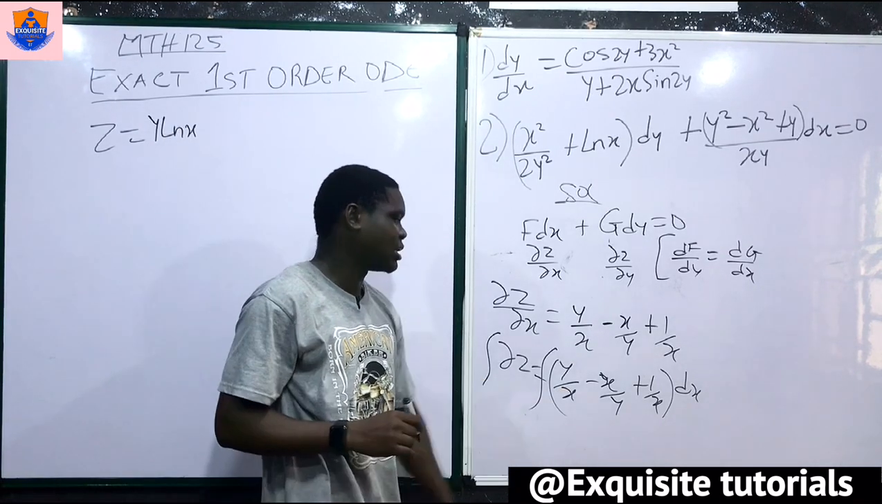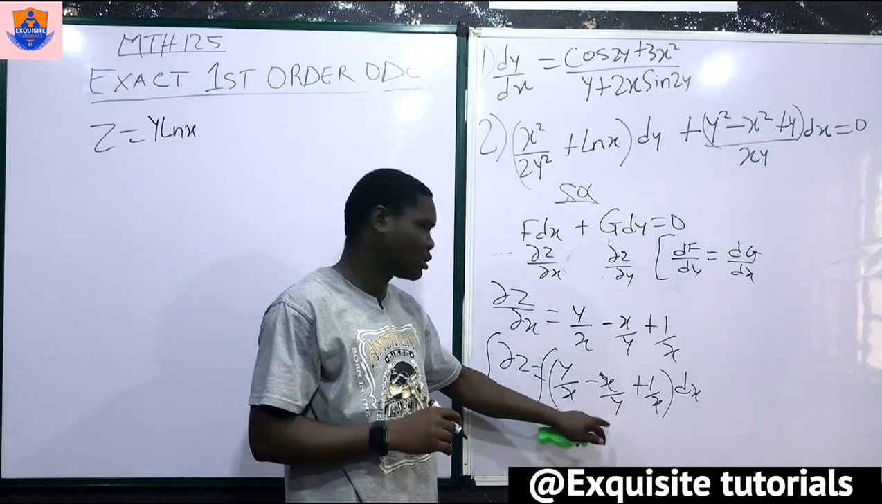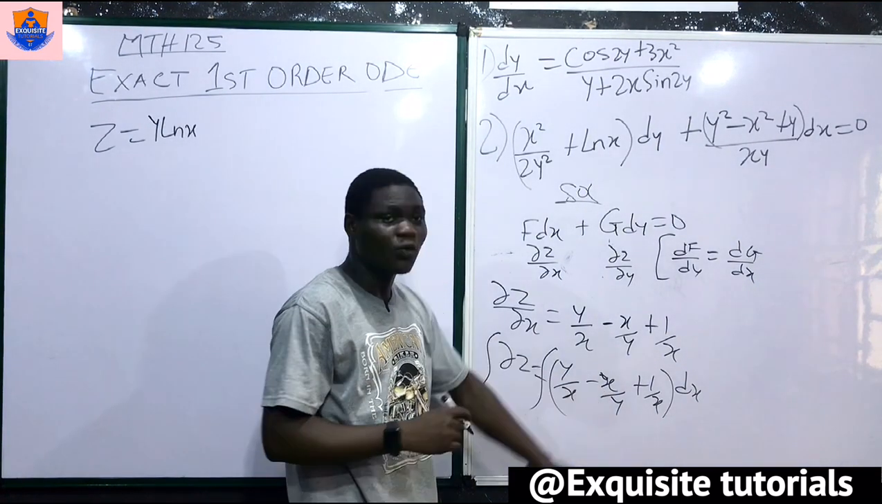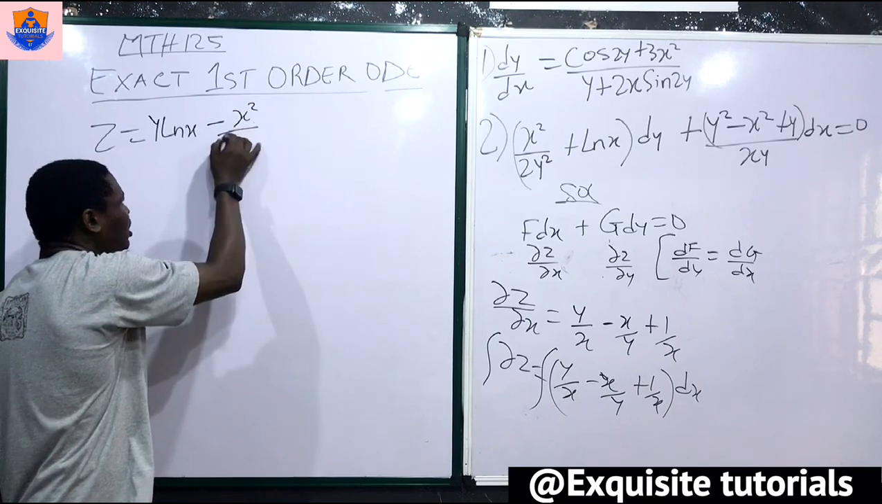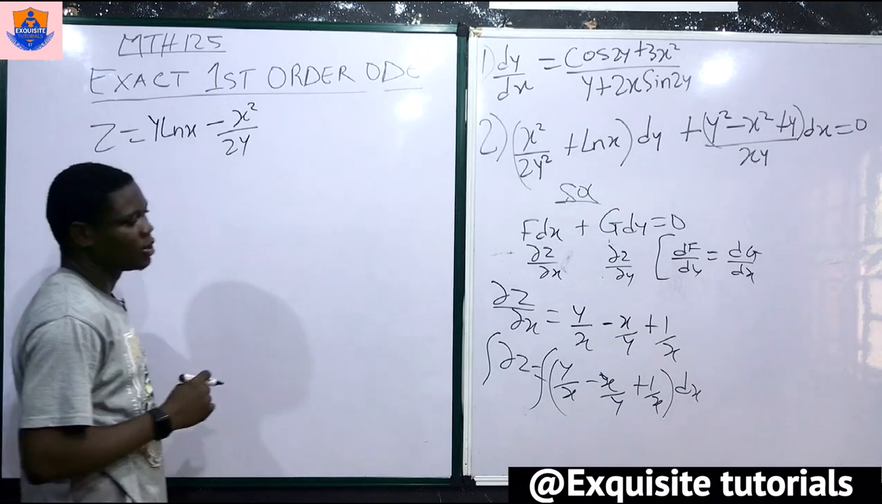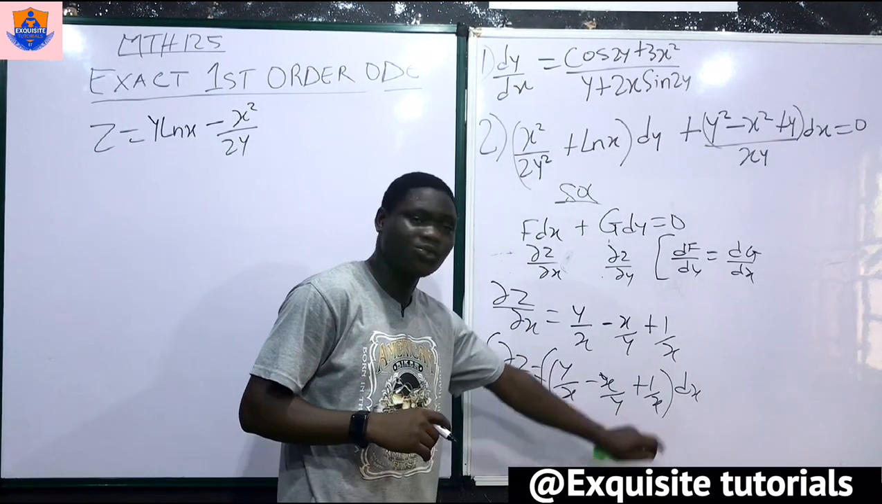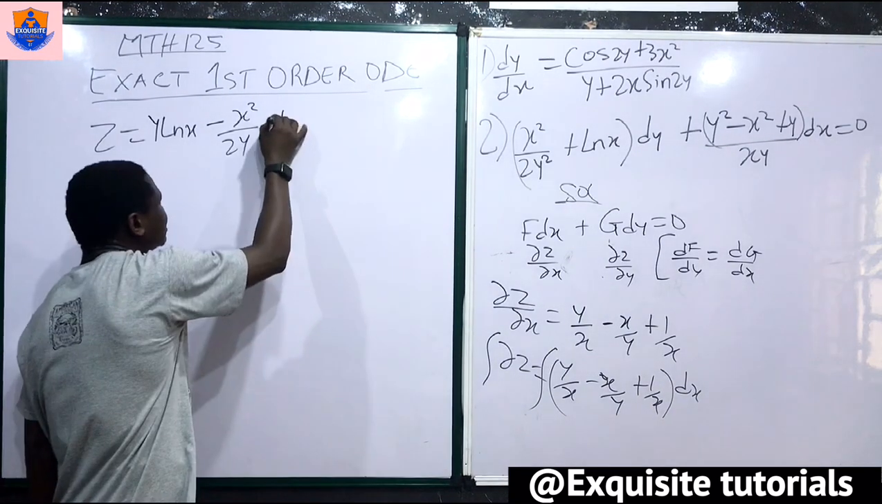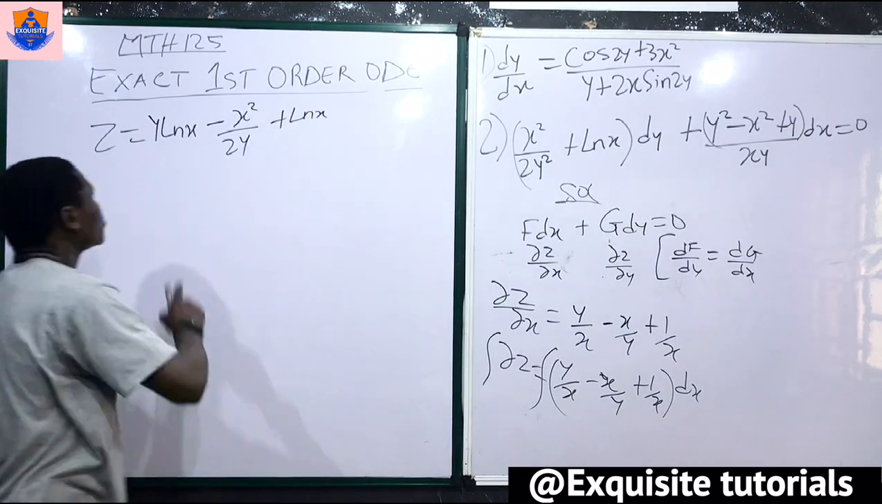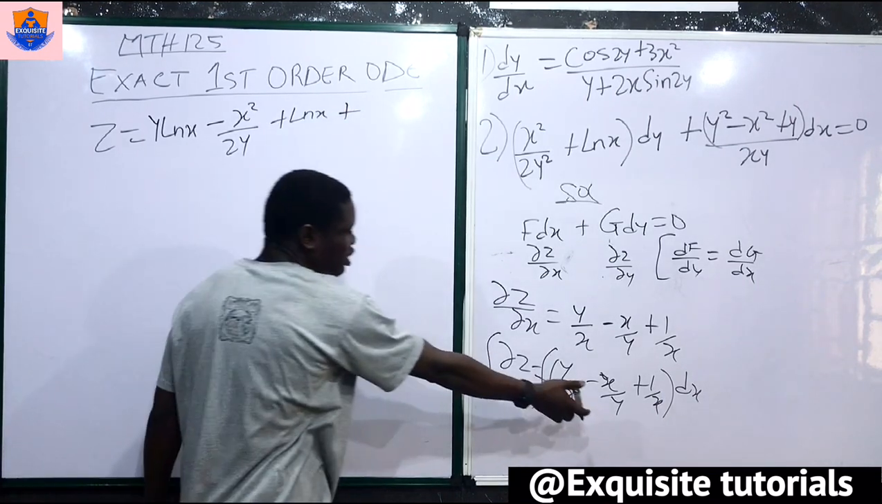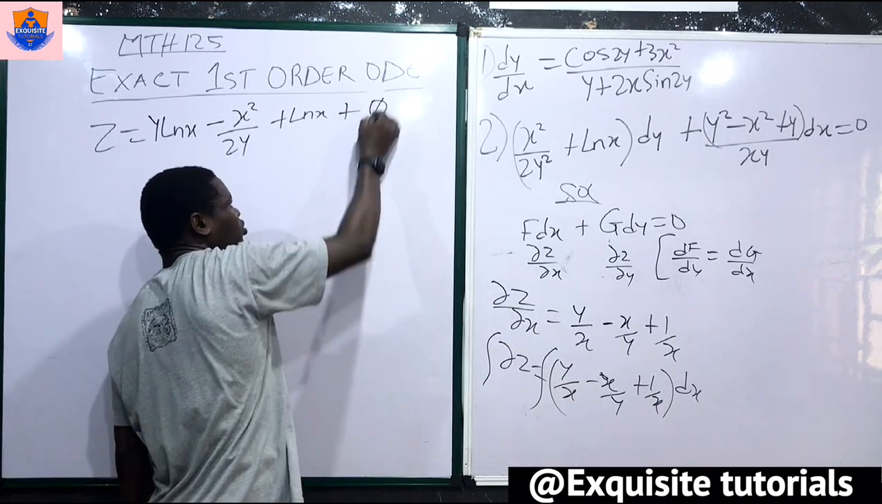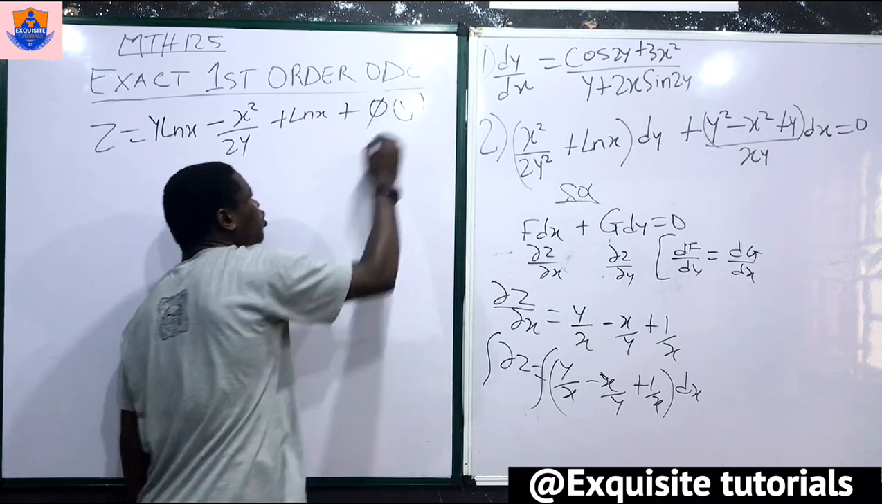Then for this part, I'm integrating with respect to x. So this over y is a constant. I'm going to have minus x squared over 2y. Now when I'm integrating 1 over x with respect to x, I'll still have another ln x. So if I take common terms, plus a function of y, since we integrated with respect to x, our constant of integration is a function of y.